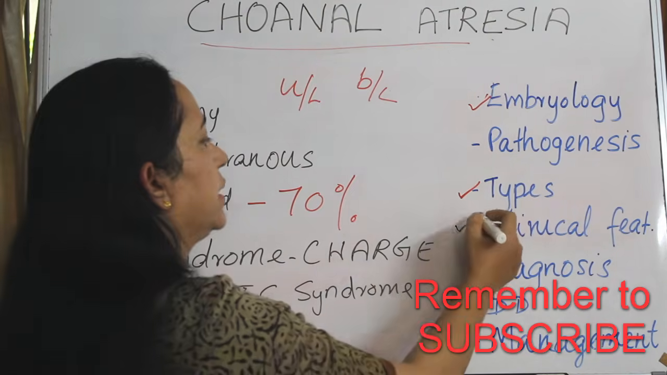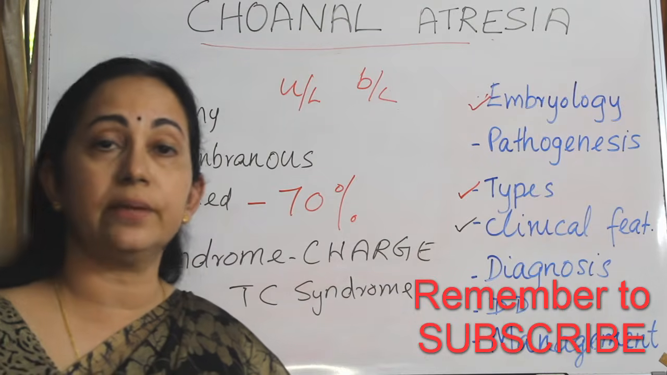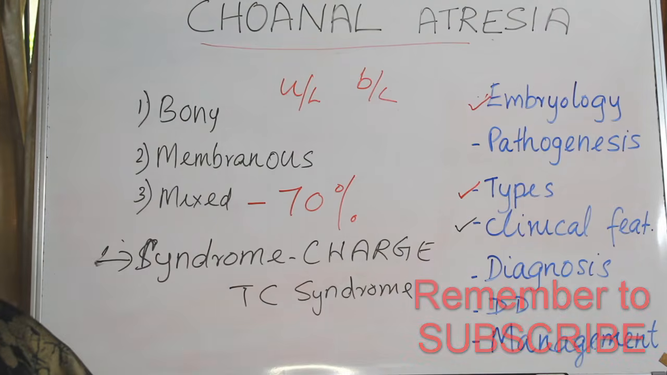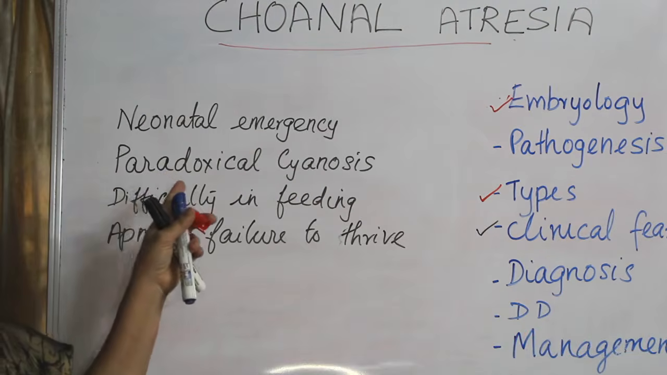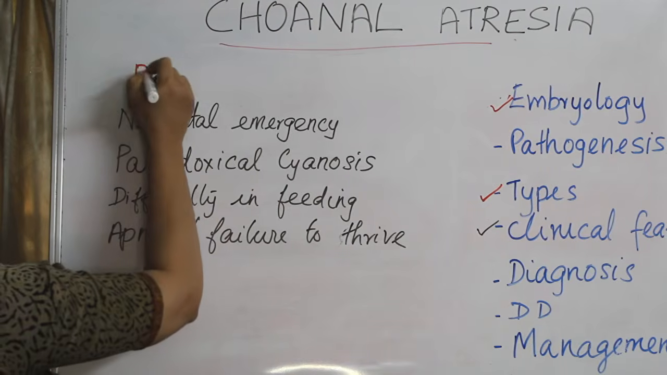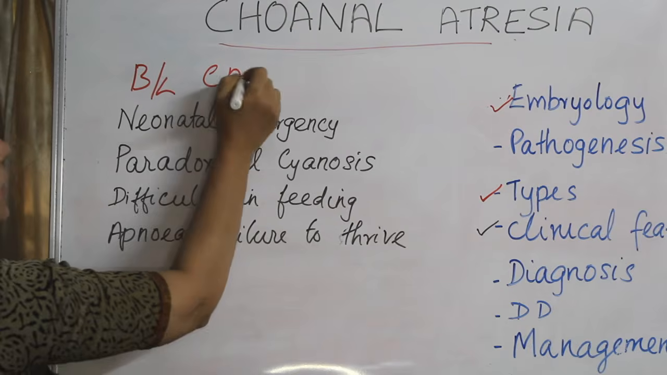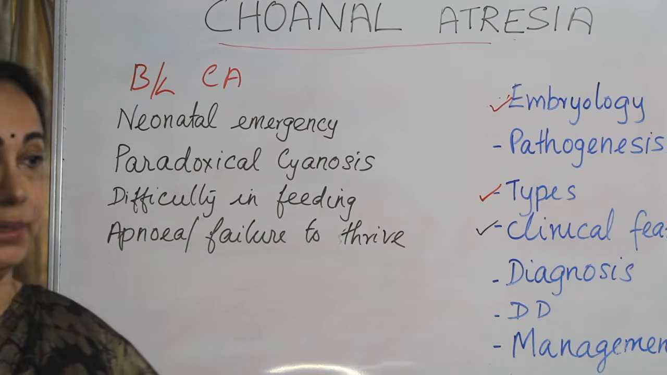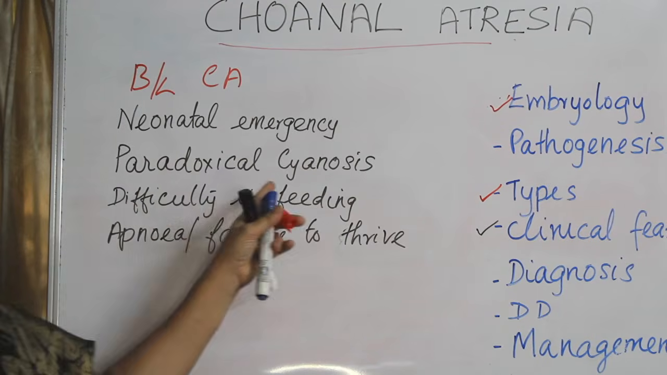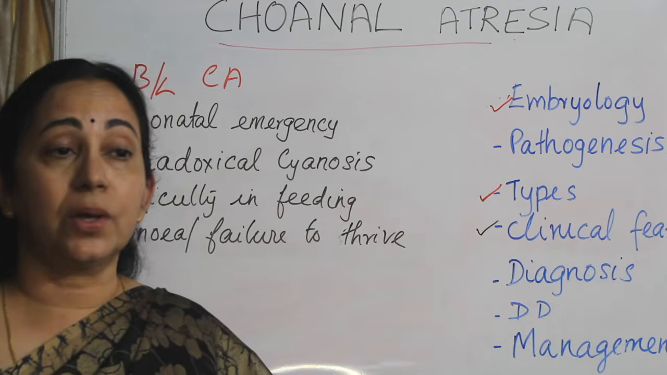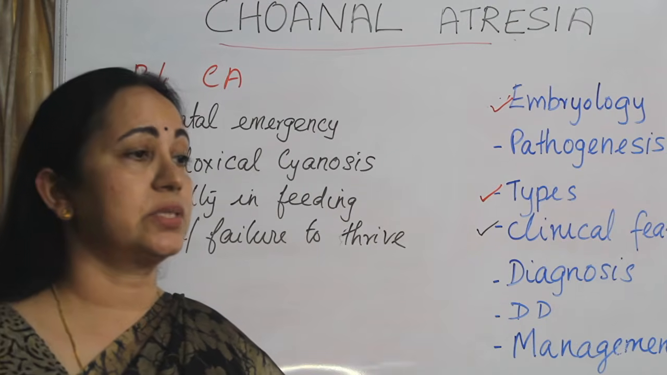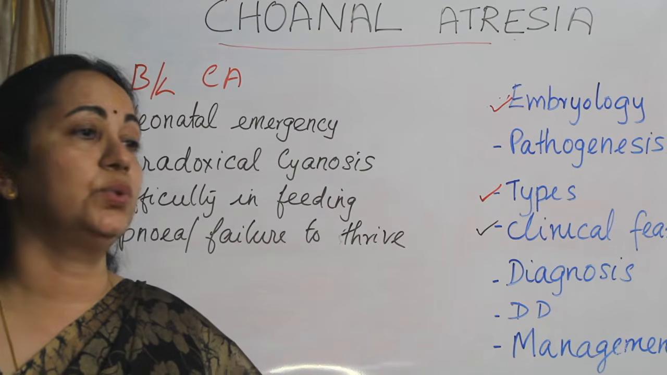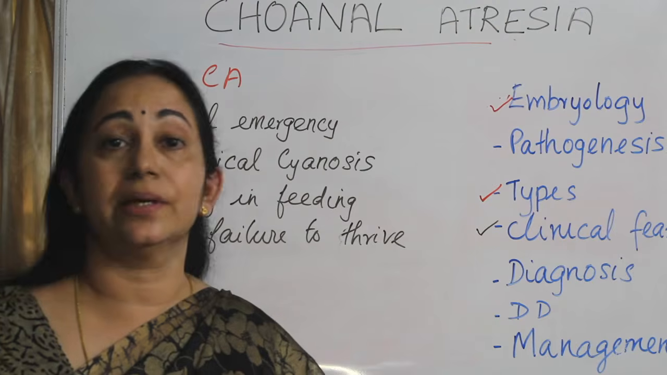And what are the clinical features? We can divide them into clinical features in a case of unilateral choanal atresia and those in the case of bilateral choanal atresia. The neonatal emergency happens in case of bilateral choanal atresia, not in unilateral. Bilateral choanal atresia presents as a neonatal emergency because the neonates are obligate nasal breathers. So there will be paradoxical cyanosis. What is that? There will be acute respiratory obstruction and cyanosis will be present, but that will be relieved during crying and returns on rest.